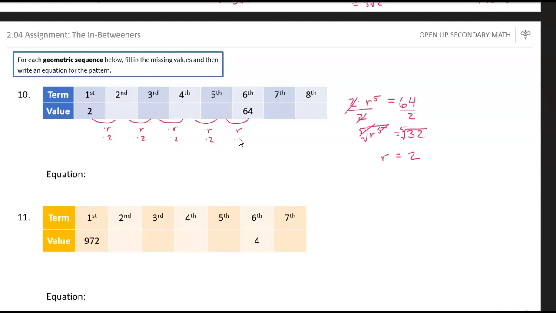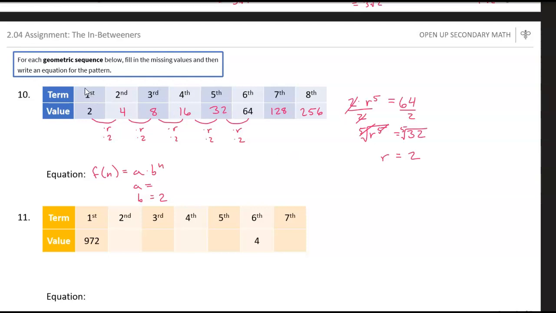So we're going to use that to fill in the table. 2 times 2 is 4. Times 2 is 8, times 2 is 16, times 2 is 32, times 2 is 64, times 2 is 128, times 2 is 256. And then for our equation, we have our good old geometric equation that looks like this. f of n equals a times b to the n, where a is our value at 0, and b is our common ratio. We've already figured out the common ratio. What's our value at 0 here?